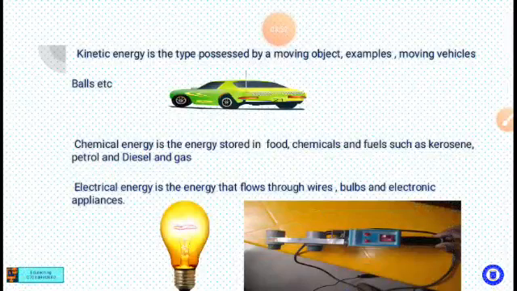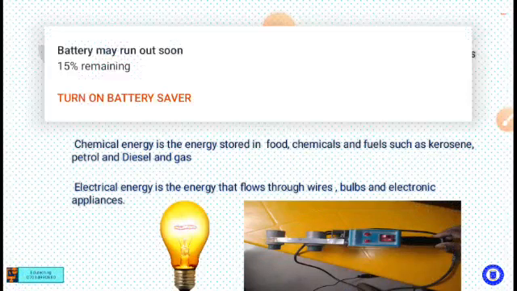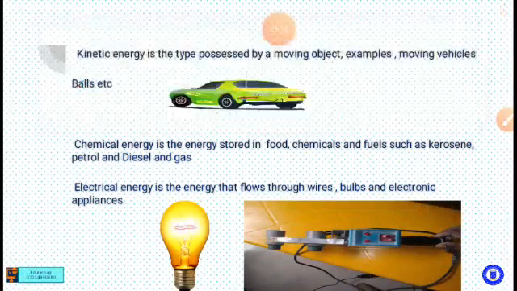And the third one, we have electrical energy. Say it, electrical energy. Electrical energy is the energy that flows through wires, bulbs, and electronic appliances.